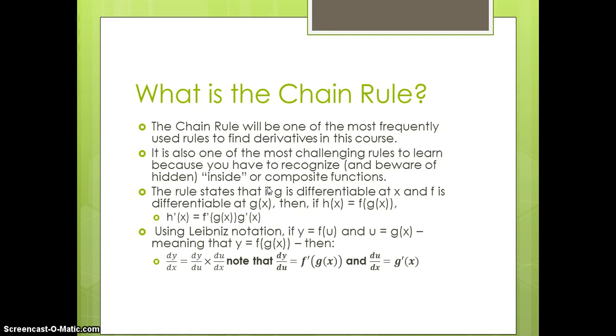Using Leibniz notation, if we were to write y is equal to f of u and u is equal to g of x, in other words, y is equal to f of g of x, then we would have dy/dx is equal to dy/du times du/dx. And note that this corresponds to the formula we've got up here above. dy/du is equal to f prime of g of x, and du/dx is equal to g prime of x.